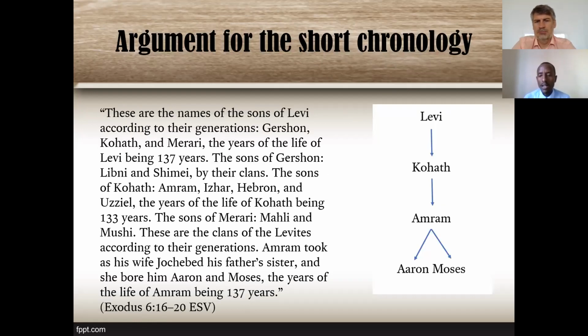But we do not have any assumption or any basis to think like this, and most probably the short chronology better fits the overall context of the book of Exodus and Genesis. Do you have any questions about the chronology?